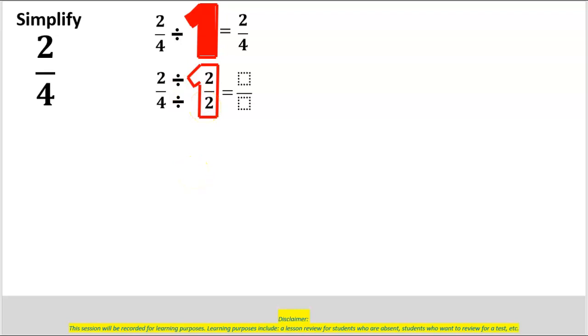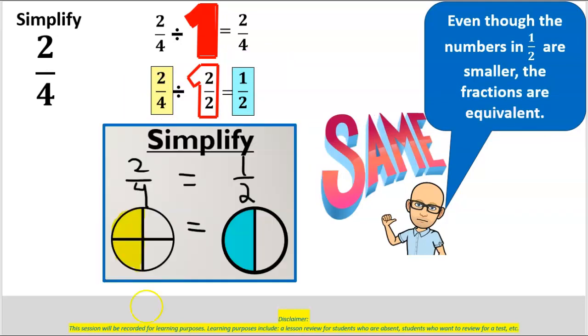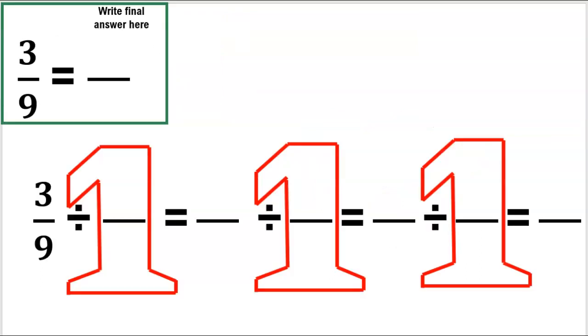2 divided by 2 is 1. 4 divided by 2 is 2. 1/2. There it is. Even though the numbers in 1/2 are smaller than the numbers in 2/4, they are still equivalent. They're the same. See? Simplify. I'll show you. You don't believe me? Of course you do. Boom. Take that 1/2, bring it over to 2/4. They're the same.